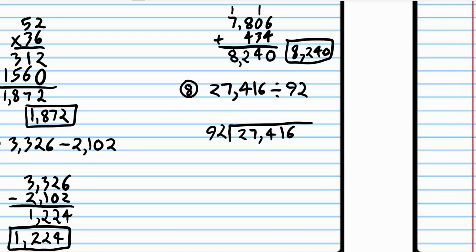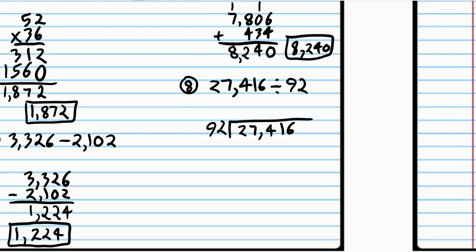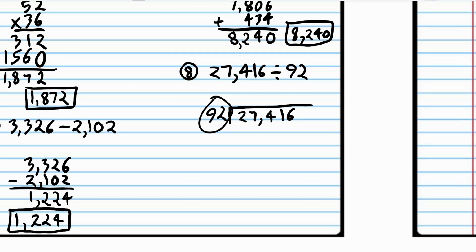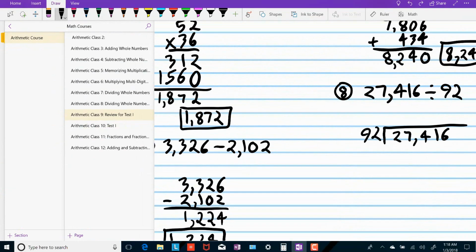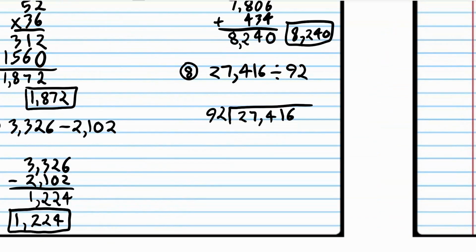So here's how the algorithm works. Does 92 go into 2? No, it does not. Does 92 go into 27? No, it does not. Does 92 go into 274? Yes, it does. I don't think it goes in evenly, but it does go in. So now we have to figure out 92 times what number goes into 274. 92 is very close to 100, so I'm just going to pretend. Again, there's faster ways to do this. I'm showing you some of the faster ways. If you want to review this, just go back to classes 7 and 8 to see how we did this.